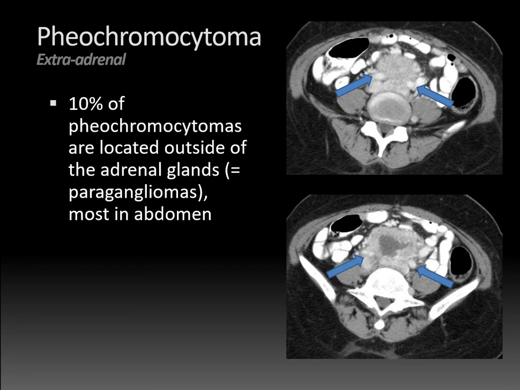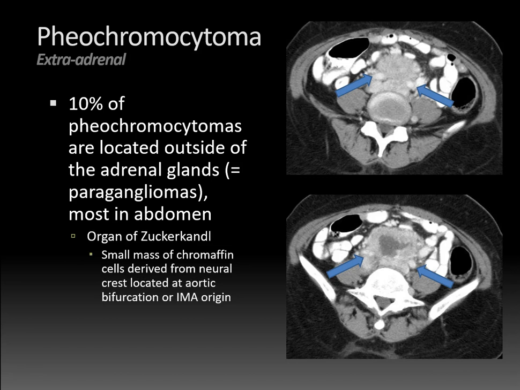So remember, 10% of pheochromocytomas will be located outside of the adrenal glands. Most occur in the abdomen, and many occur in this region, which is the site of the organ of Zuckerkandl, which is a small mass of chromaffin cells derived from neural crest located at the aortic bifurcation or inferior mesenteric artery origin. You can also have pheochromocytomas in the retroperitoneum, and often they're periadrenal and difficult to differentiate from adrenal masses. They can occur in the bladder wall, mediastinum. They can also occur in the heart as well.